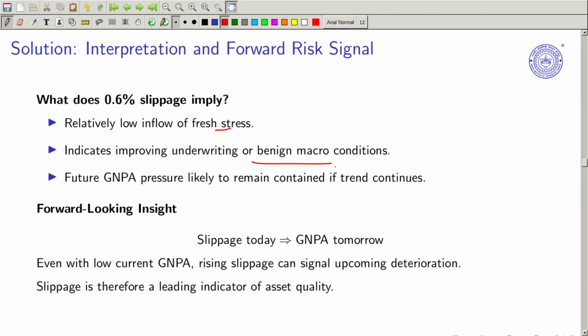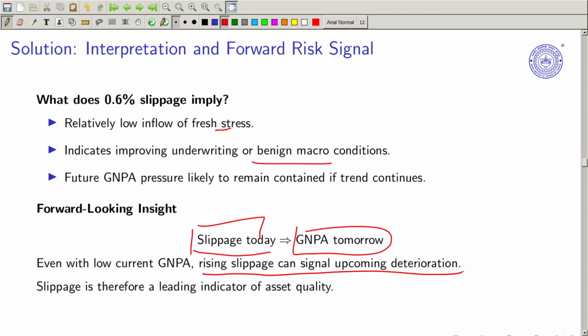But slippage implies that if you are not able to contain your NPA, then slippage today is nothing but the GNPA tomorrow. So rising slippage can signal upcoming deterioration. This is the literal meaning of slippage: rising slippage can signal upcoming deterioration, and it is also a leading indicator of asset quality. Slippage implies asset quality. Right, so this we have to understand.